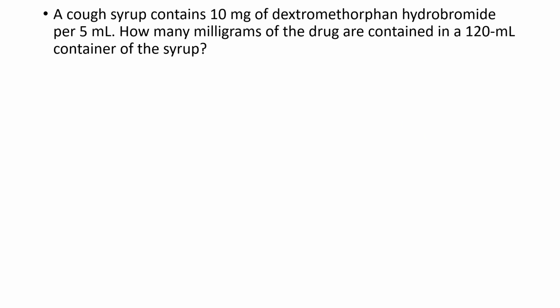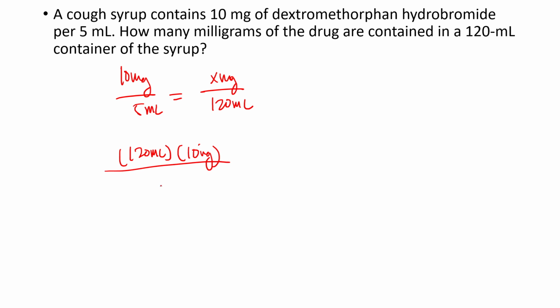Next, a cough syrup contains 10 milligrams of dextromethorphan hydrobromide per 5 ml. How many milligrams of the drug are contained in a 120 ml container of the syrup? So the ratio is 10 milligrams per 5 ml. How many milligrams in 120 ml? Rearranging the formula, you will get 120 ml times 10 milligrams over 5 ml. You will get 240 milligrams of dextromethorphan hydrobromide.